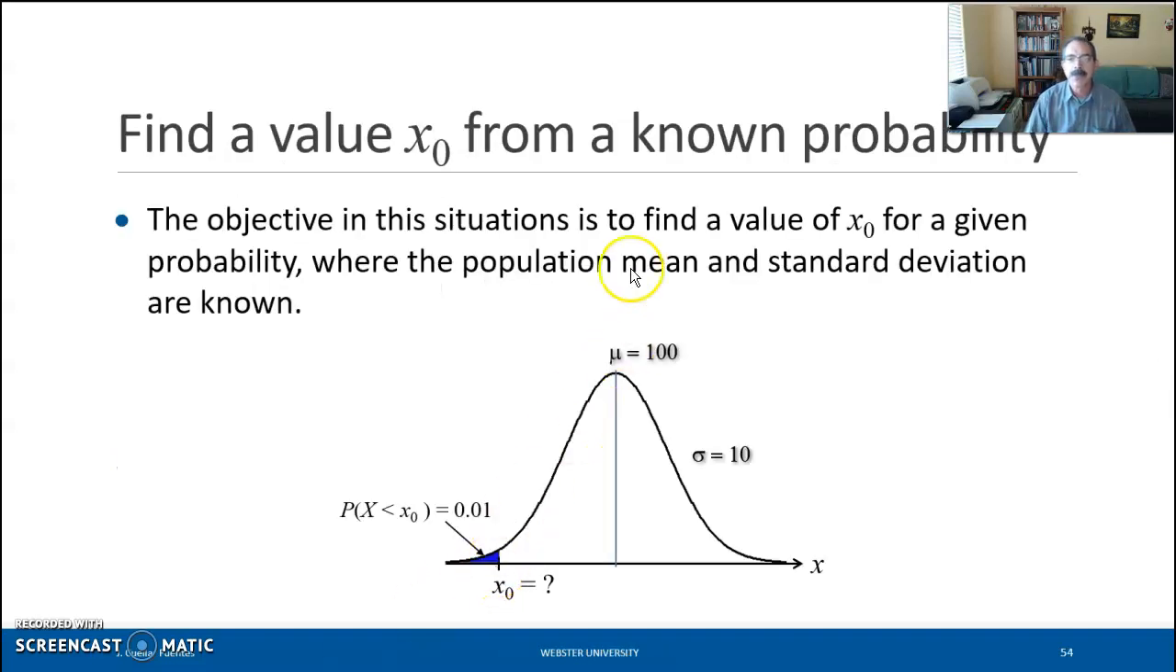So in this type of problem, we're asked to find an x-value for a given probability. Like in this example, the probability that the random variable is less than some number is 0.01. But the question here is, what is this number? And in general, in these problems, I deal with normal distributions, and we're given the mean and the standard deviation in every case, so that we can find that x sub 0 value.